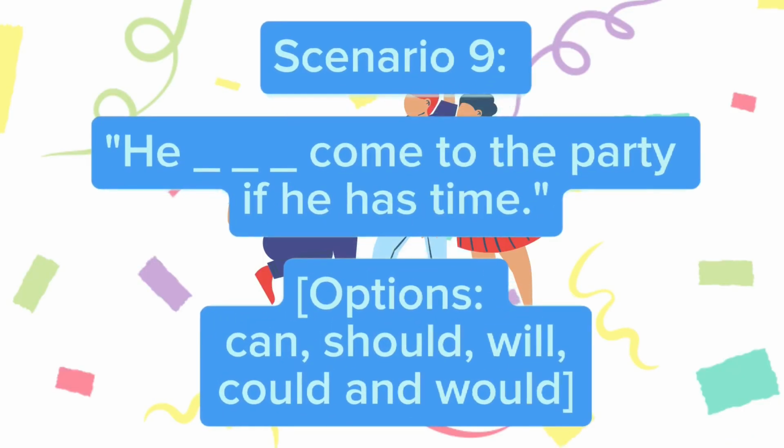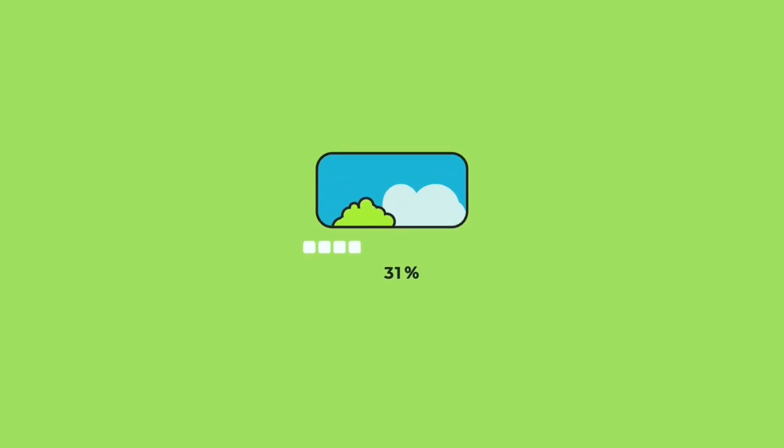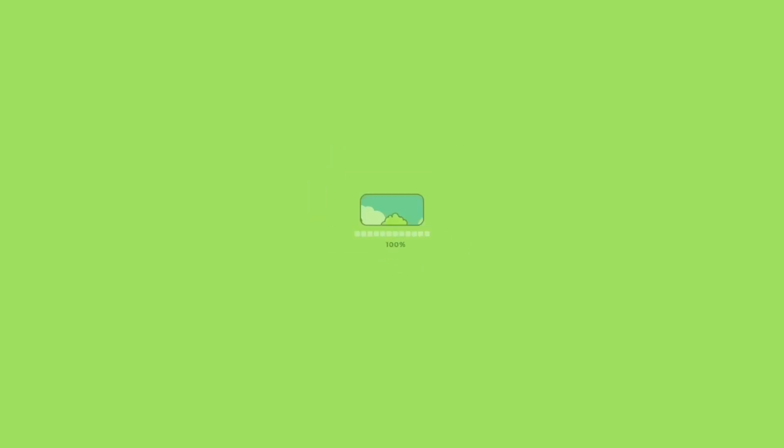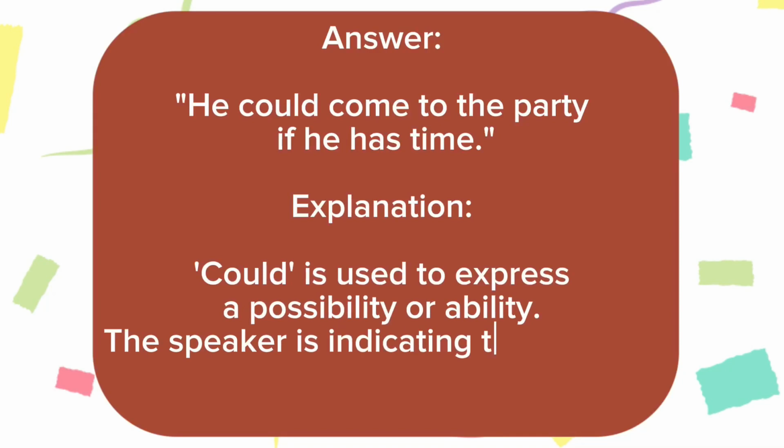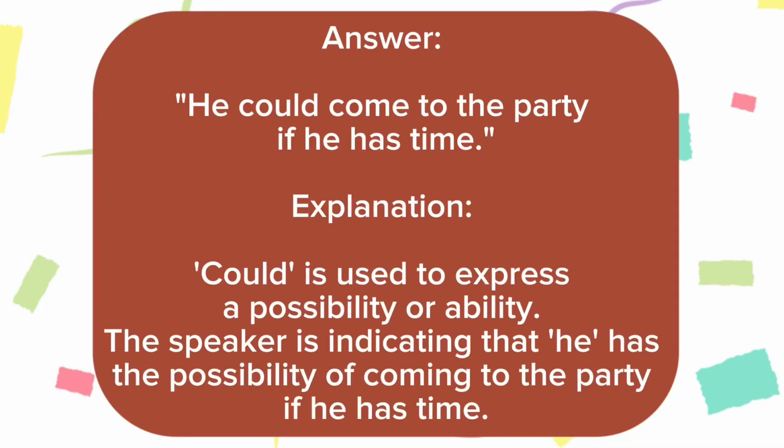Scenario 9. He come to the party if he has time. Options: can, should, will, could, and would. Answer: he could come to the party if he has time. Explanation: could is used to express a possibility or ability. The speaker is indicating that he has the possibility of coming to the party if he has time.